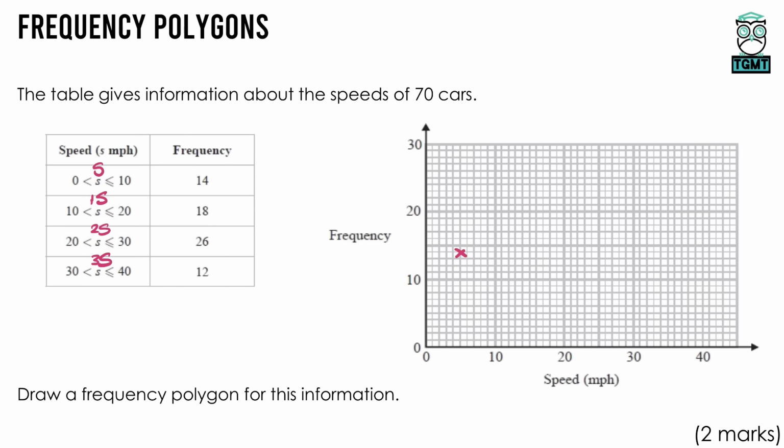From 15, we need to go up to 18. From 25, we need to go up to 26. And then from 35, we need to go up to 12. So up to 12, and there we go. Now a frequency polygon is just joined dot to dot with straight lines. So we're going to join each point. We would use a ruler for this, and just making nice straight lines between those 2 points. And there we go, that's your frequency polygon.